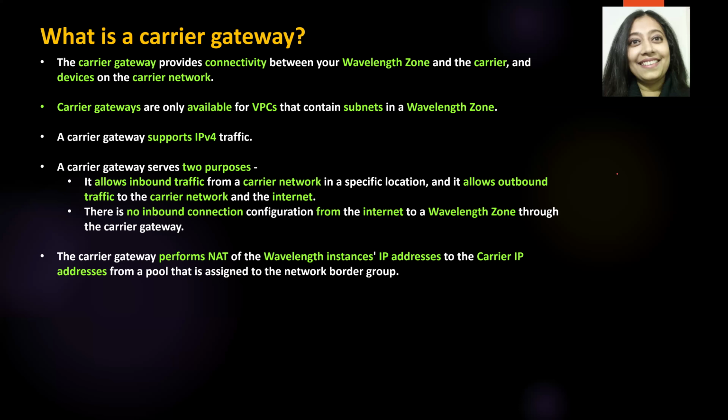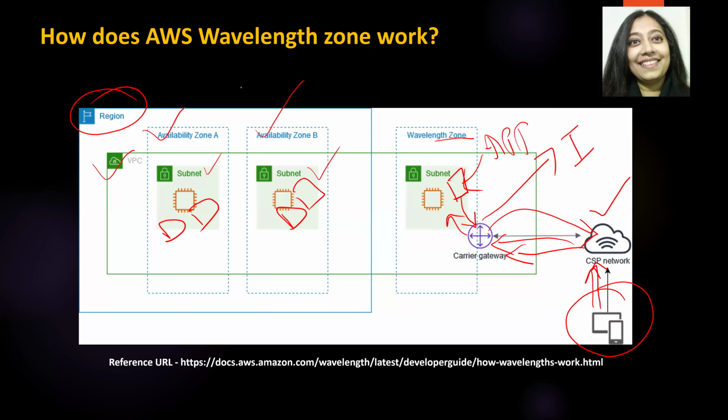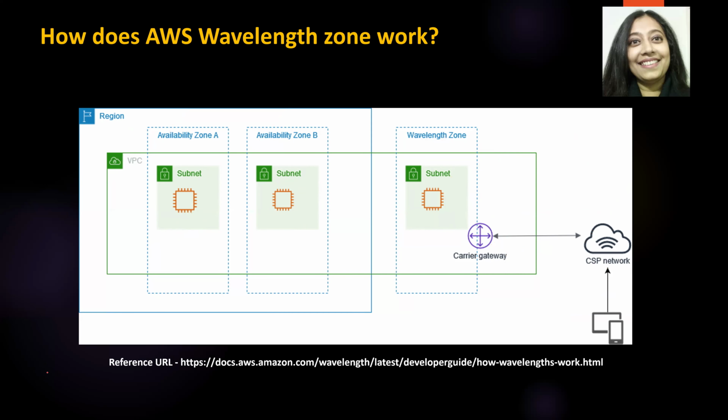Now let us understand what a carrier gateway is. A carrier gateway provides connectivity between your Wavelength Zone and the carrier and the devices on the carrier network. So that's exactly what we saw over here. So this is the bridge. This guy is the bridge. So these devices communicate with your CSP, and CSP communicates with the carrier gateway, and the carrier gateway communicates with your AWS Wavelength Zone, the subnet, the Wavelength infrastructure, and eventually your application running on this EC2 over here.